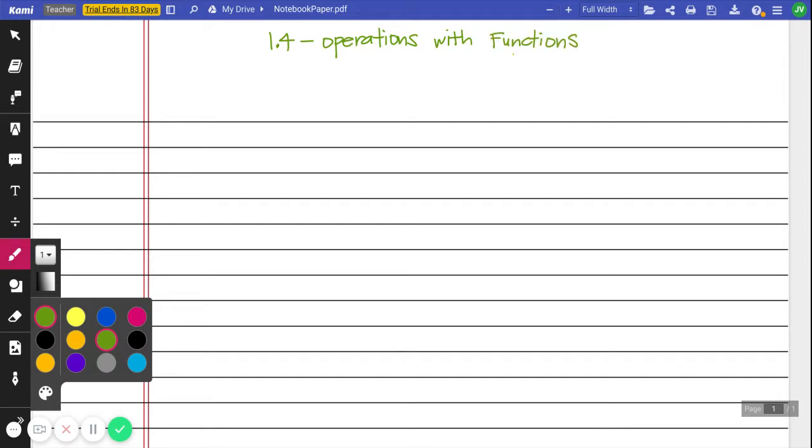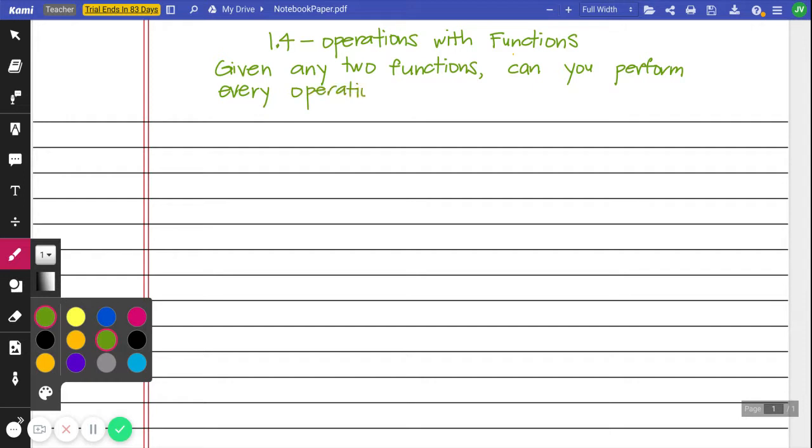As we're going through this, here's what I want you to think about. Given any two functions, can you perform every operation on them? In other words, can you add them? Can you subtract them? Can you multiply them? Can you divide them? Can you compose them?